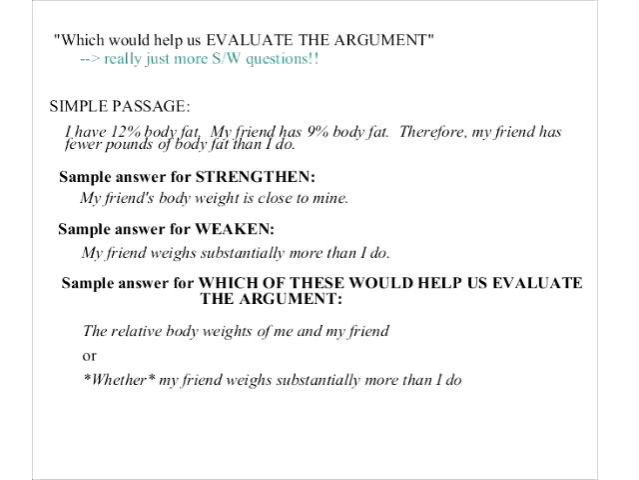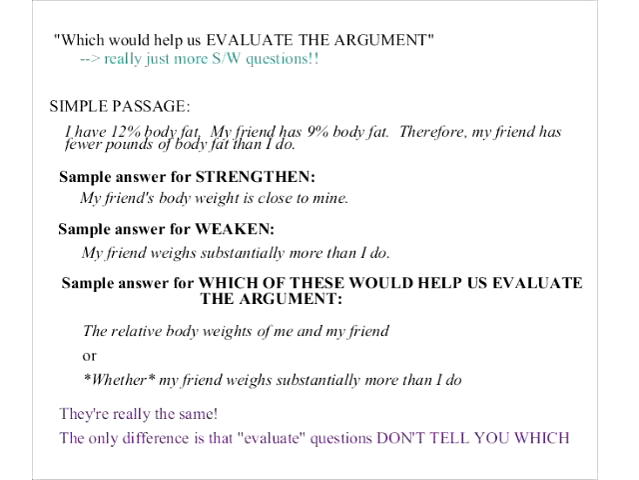So, what you can see by looking at these examples is that these types of questions are really not different questions at all. They're really just the same thing, except instead of giving you something as a definitive statement, they give it to you as a whether, or a could be yes or could be no kind of thing. So, these are really the same. Smiley face if you see what I'm talking about. And not in other face if you don't. The only difference is that evaluate questions don't tell you which way the statement comes.